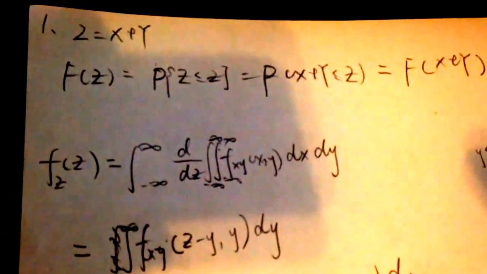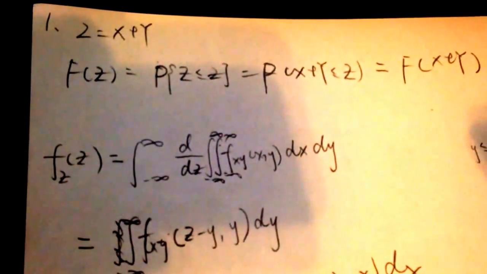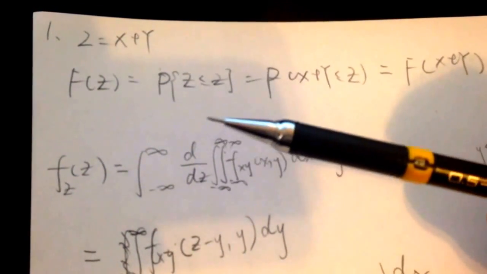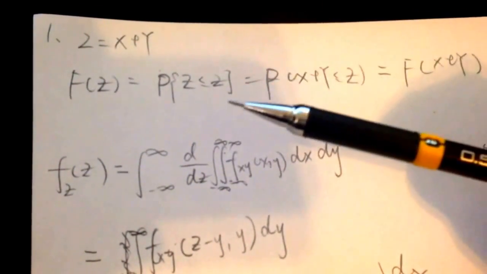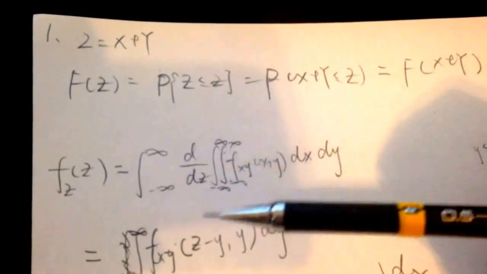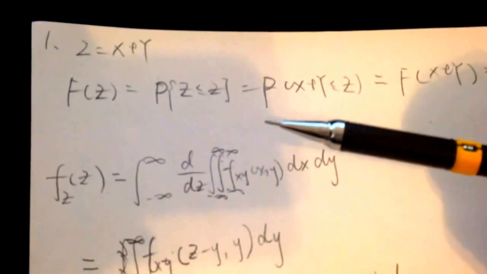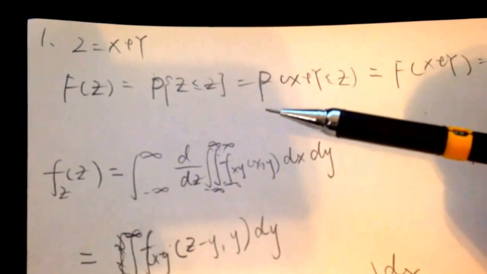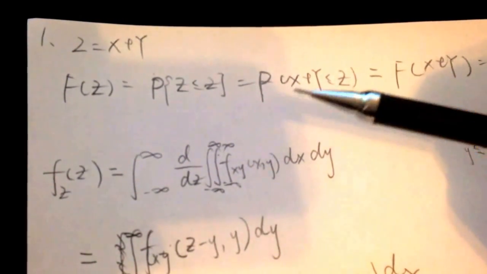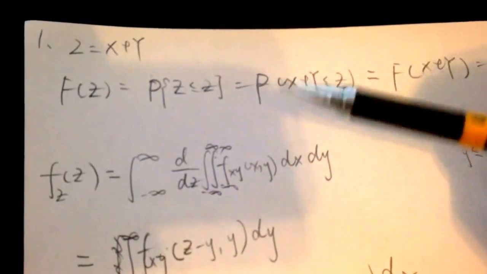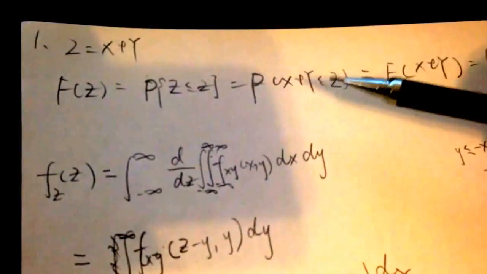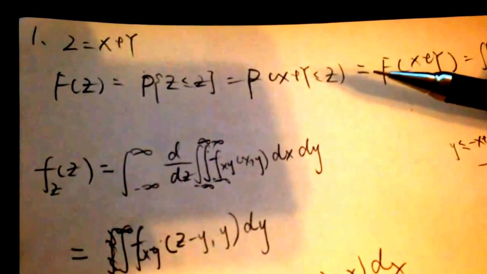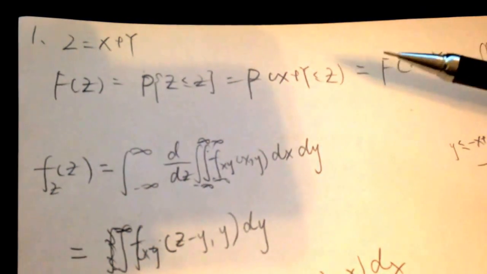Okay, so here's the answer to question 1. Z equals X plus Y. So capital F of z equals the probability that Z is less than or equal to z. This equals the probability that X plus Y is less than or equal to z.